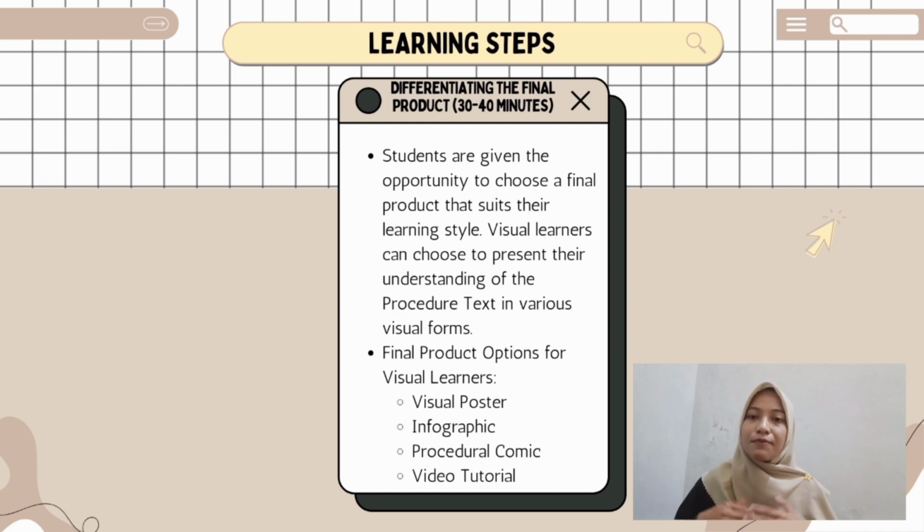Each panel depicts one step of the creation, complete with illustration and a short text in English to explain the step. And then the last is video tutorial. Visual learners can create video tutorials that capture the kite making process in action. And then the videos will feature English narration to explain each step of the process with a focus on the visual aspect of the process they undertake.